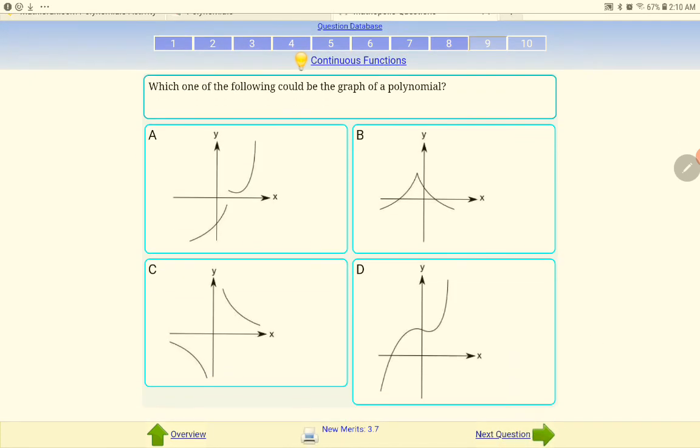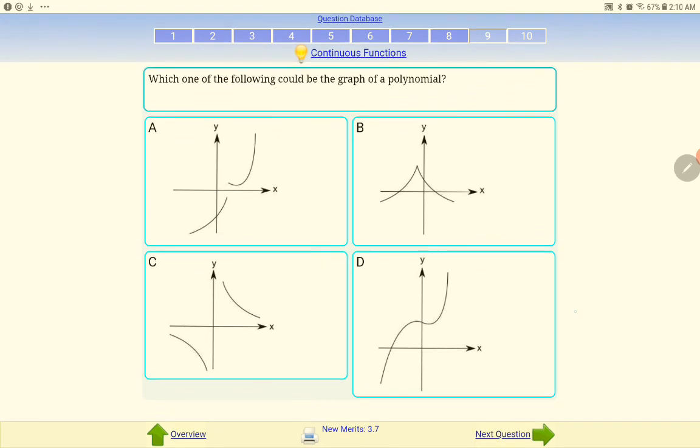Which one of the following could be a graph of a polynomial? So remember, our polynomial graphs are smooth and continuous. So this one is not continuous. Remember, continuous means I can draw it without picking up my pencil. But how am I going to get from there to there without picking up my pencil? Same with C. C is not continuous because I have to pick up my pencil to go from here to here.